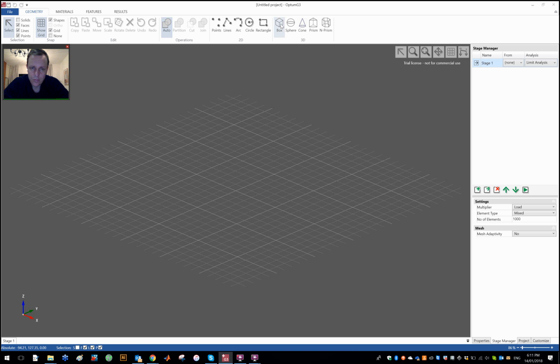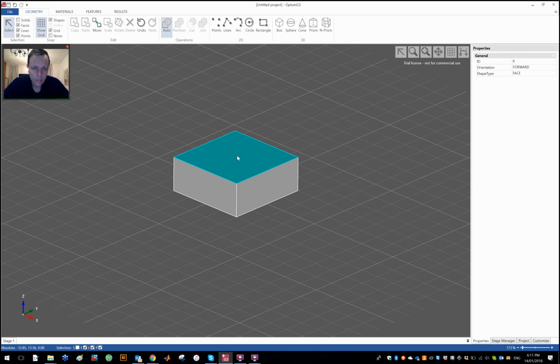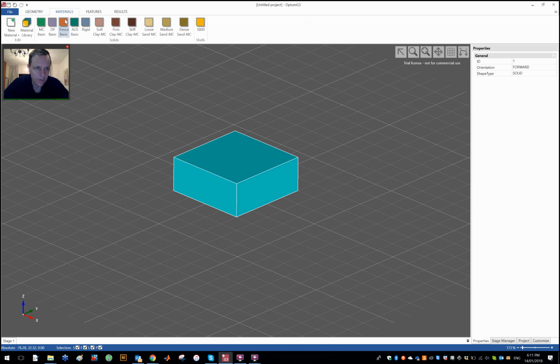So let's draw the soil domain first, and I am going to make that 20 by 20. So like that, and then something like, we could make it 8 high. So that's my soil domain, and I might use, let's say, a Tresca material for that, with the default parameters of SU of 100 and a gamma of 18.